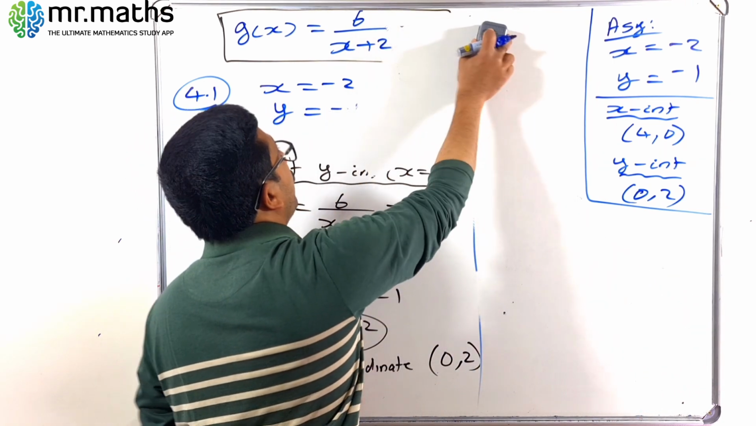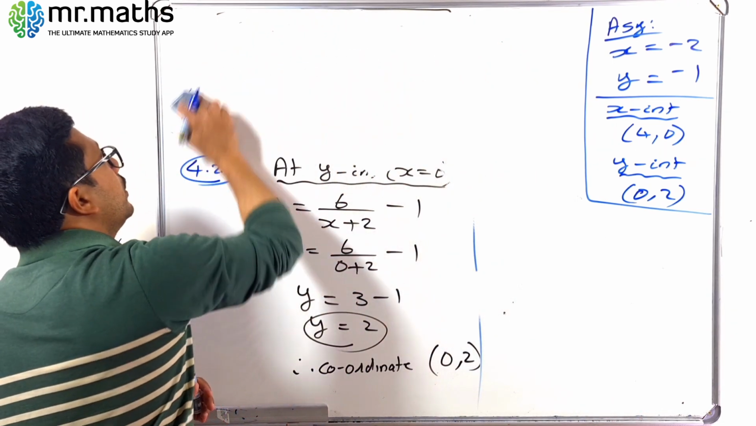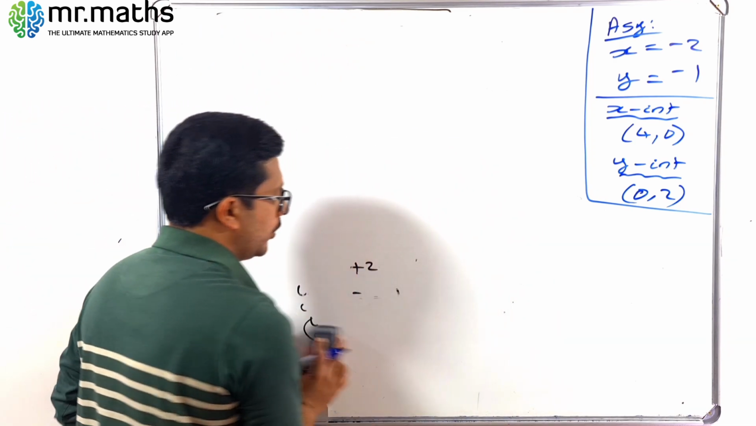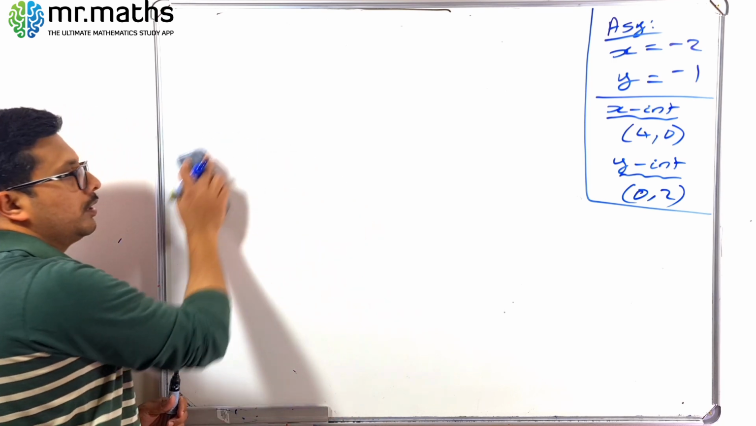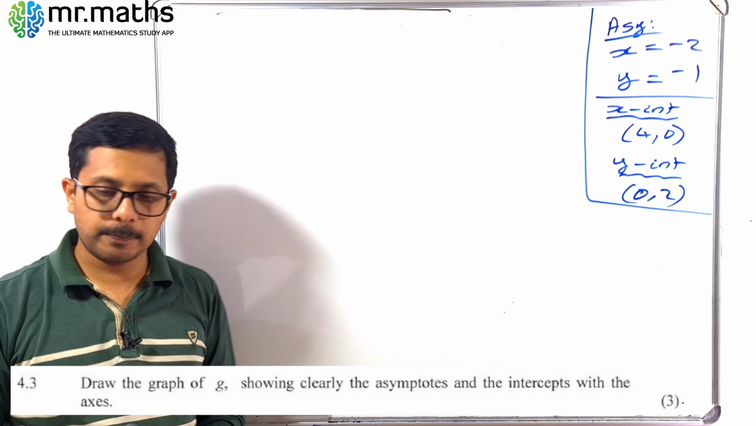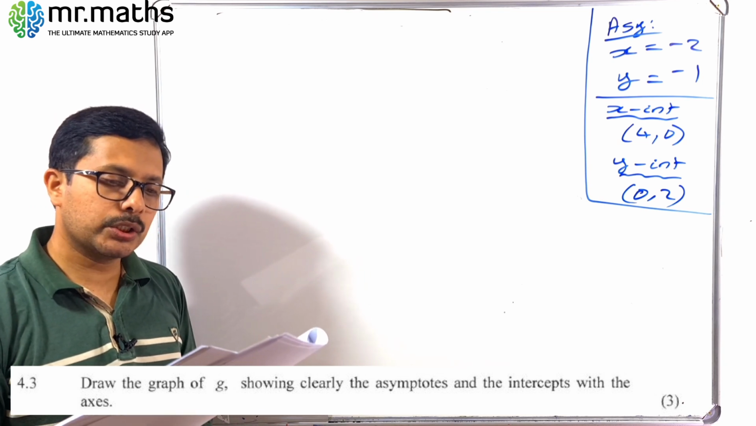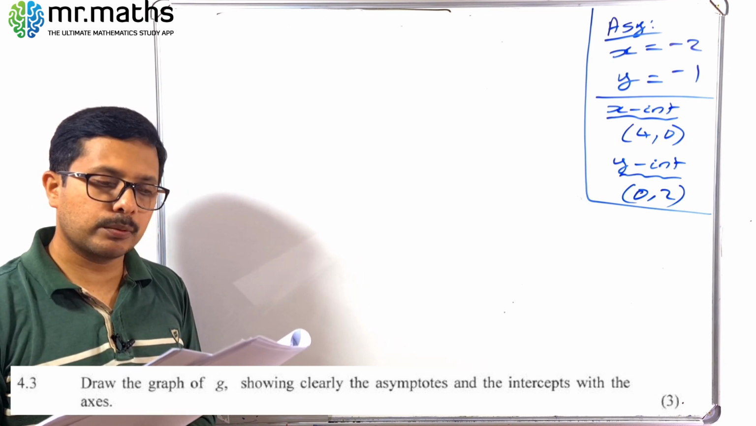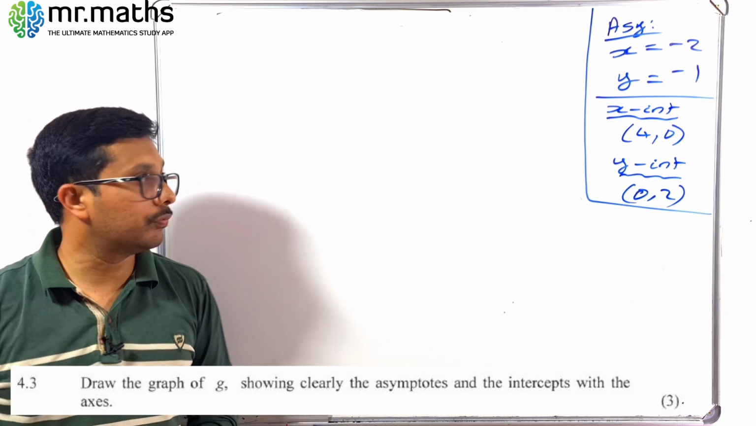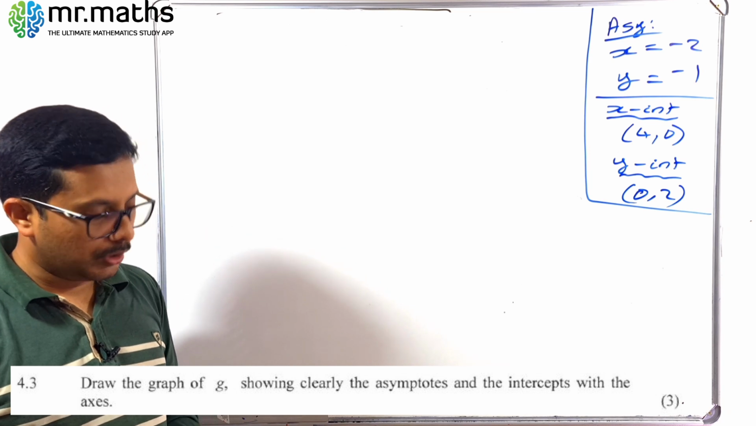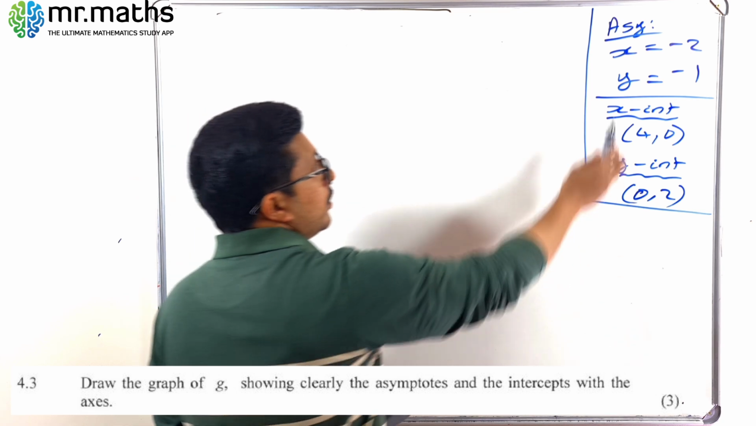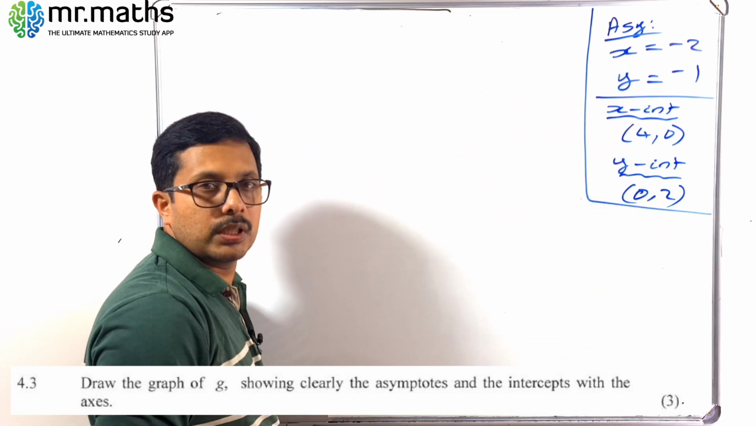So we got x-intercept, y-intercept, and asymptotes. Okay. Now what is the next question? Question number 4.3. What is question number 4.3? Draw the graph of G showing clearly the asymptotes and intercept with the axis. So question number 4.3 is you have to draw the graph of this G of x. Okay. So you have to draw the graph. So let's try to draw the graph. Now since we have all of these values, then it's easy to draw.